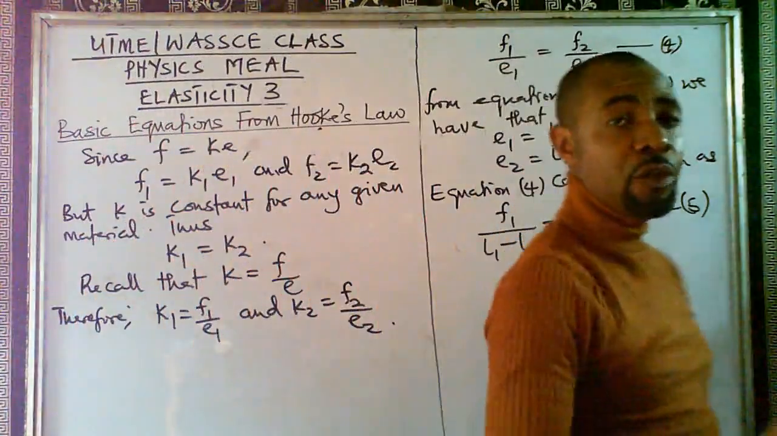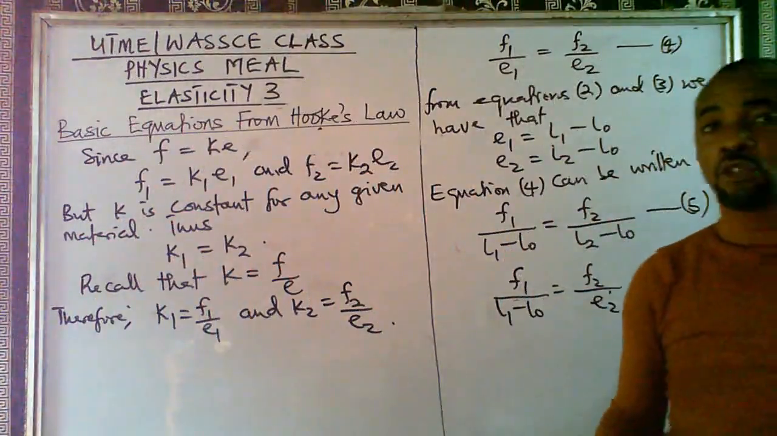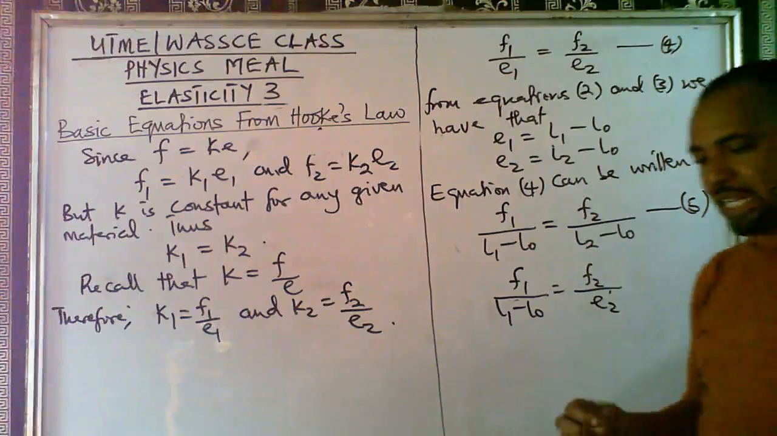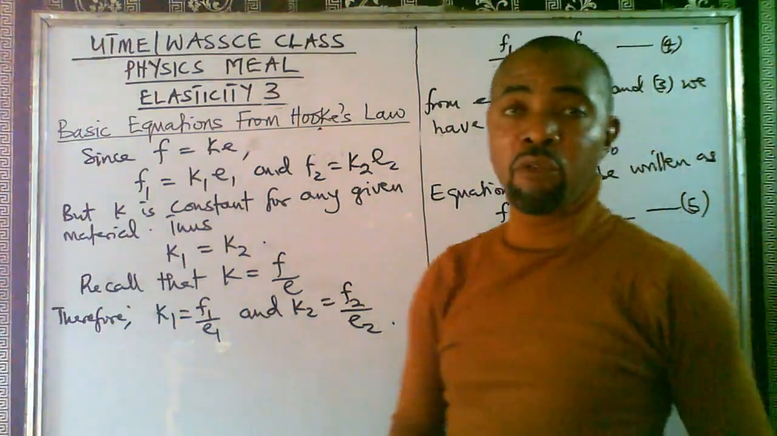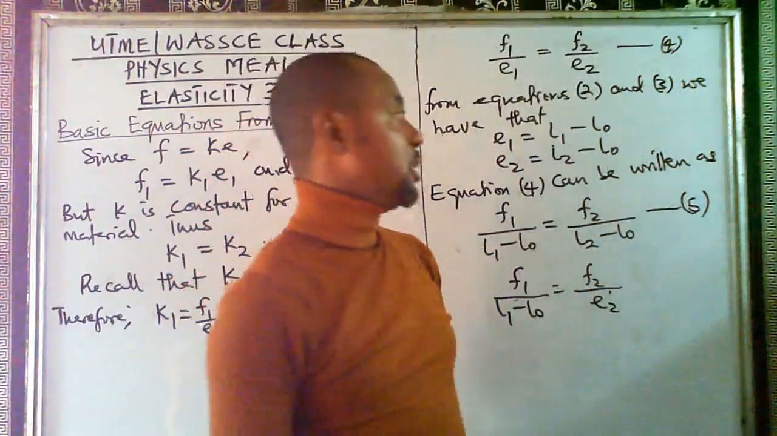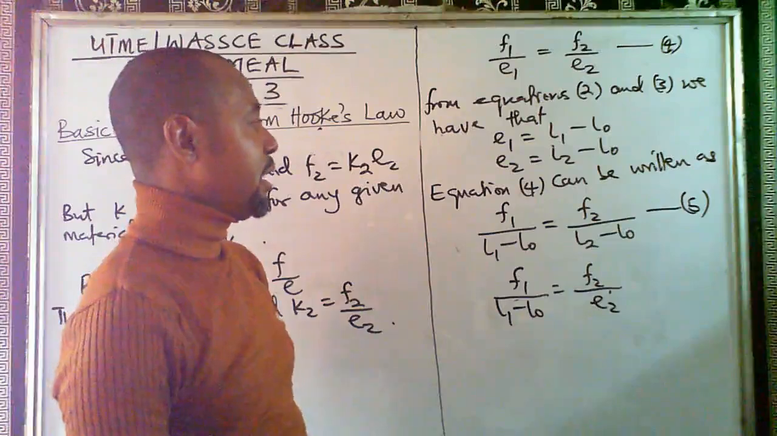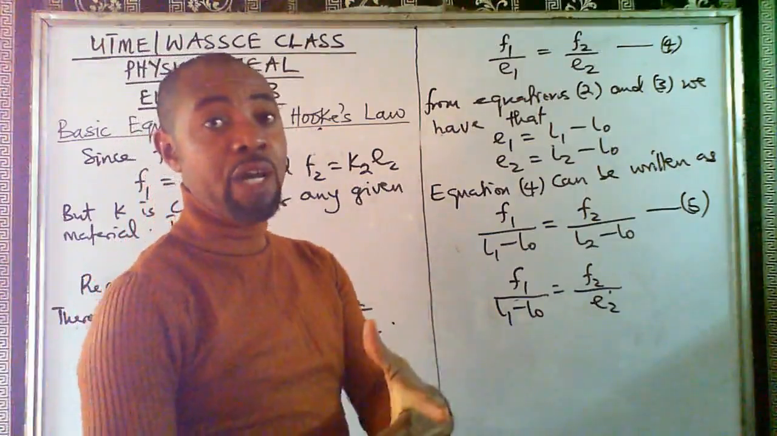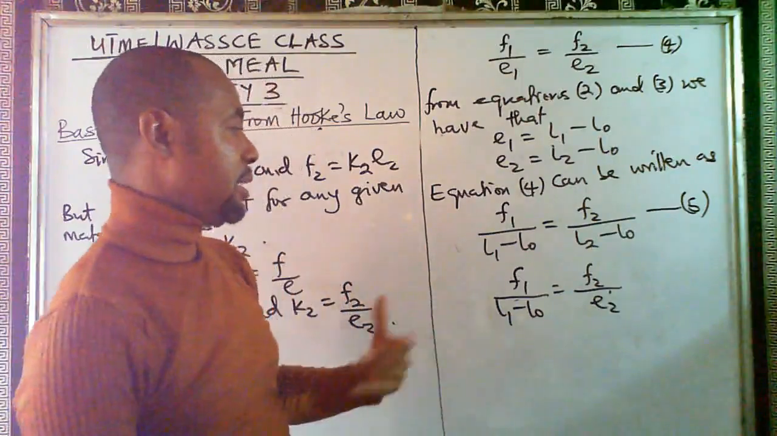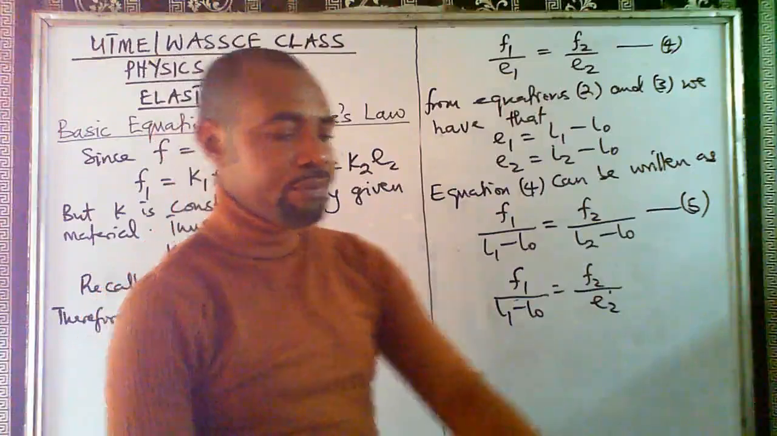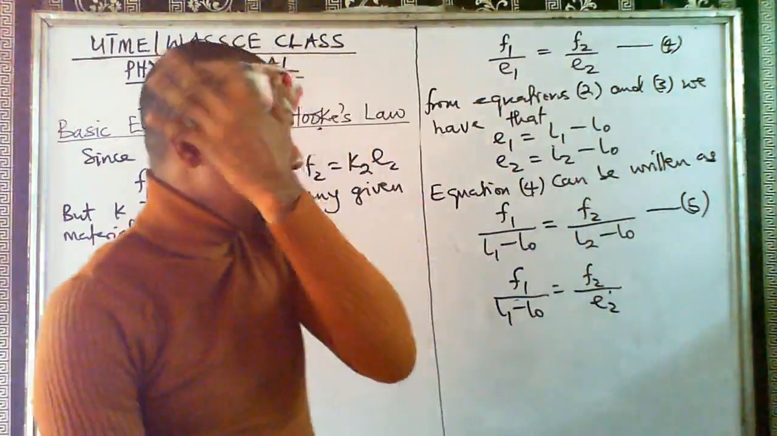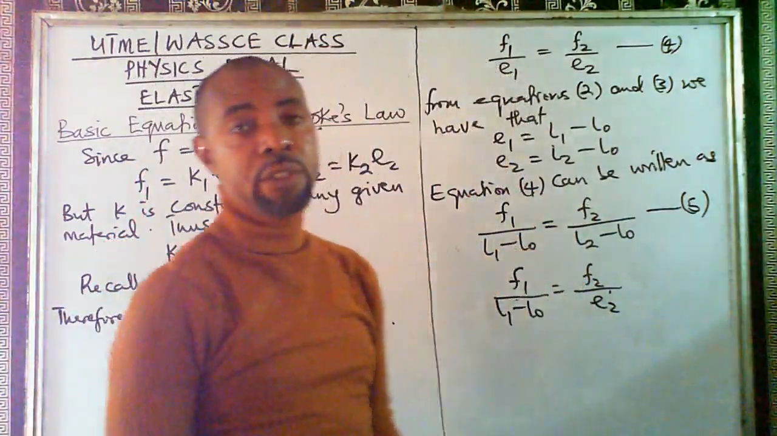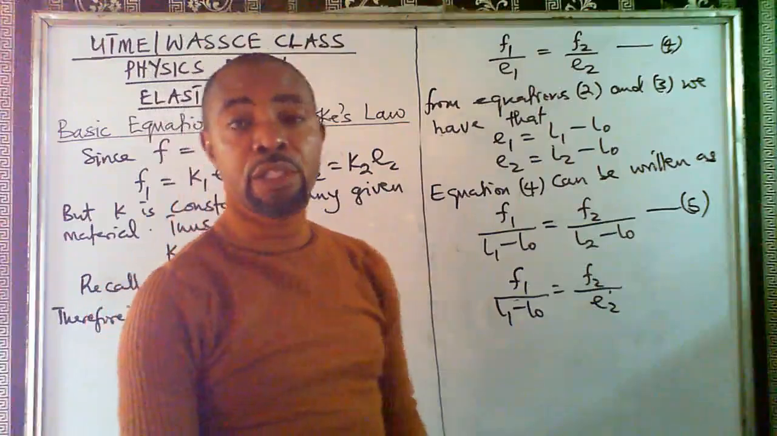So we have 5 equations that we are going to use to carry out calculations, and it is important that you take note of these 5 equations and their modifications. Very important. Now, another important thing you must note is that force is in Newton, right? That's the unit of force. Force is in Newton. Force constant is in Newton per meter.